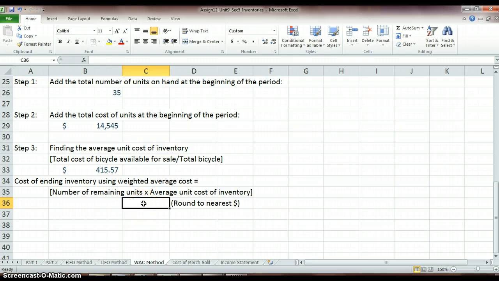So this is going to be equals 7 times 415.87 equals $2,909. So that's pretty simple. That's the weighted average cost method. Again, we just found the average cost per bike, and then we took that amount times the amount of bikes that we had left over. So that is our weighted average cost, cost of ending inventory.